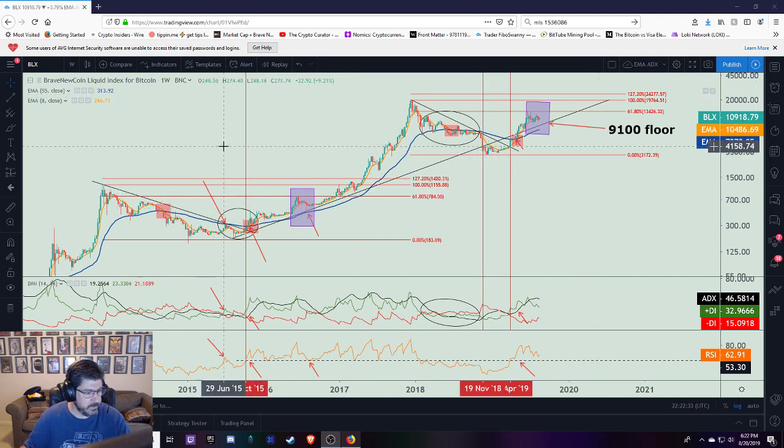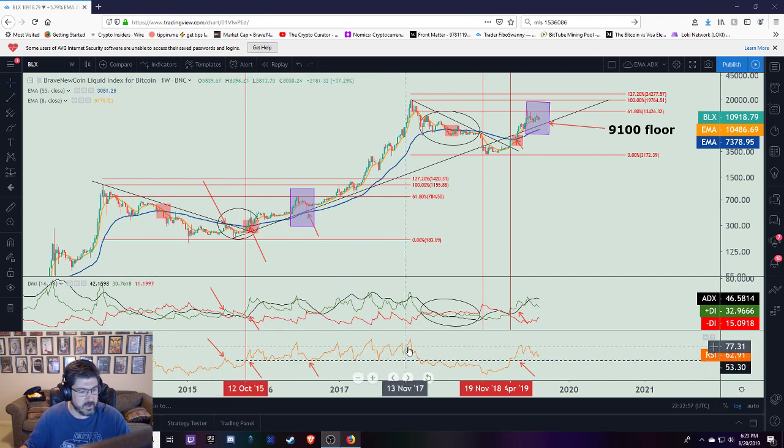So first of all, this is Bitcoin. It's a weekly chart. The two indicators I have: the ADX, which is the black line, measures the trend strength in the market. The green and the red are directional index lines. The green is the positive directional index, and the red is the negative directional index. I'll talk a little bit more about that in a minute.